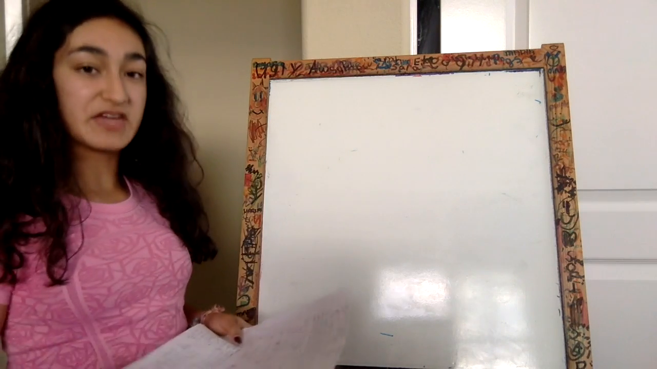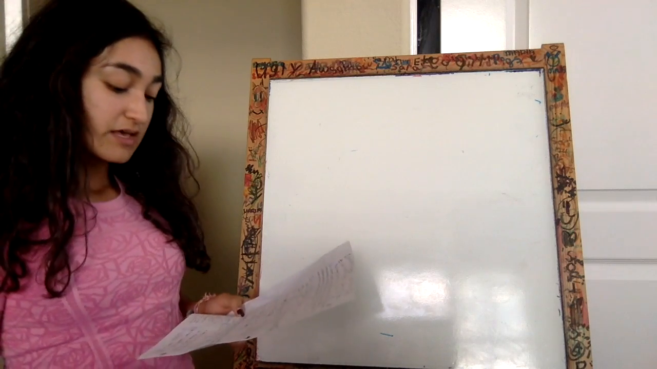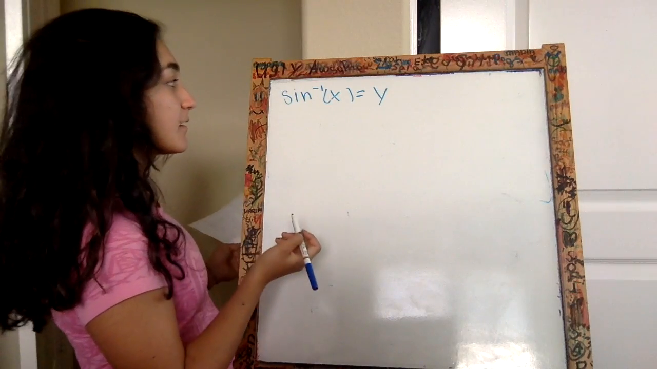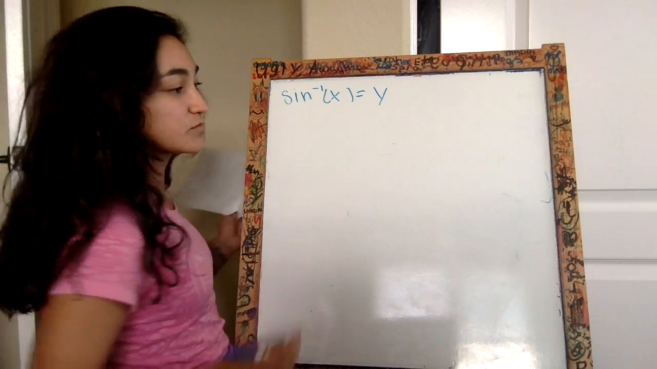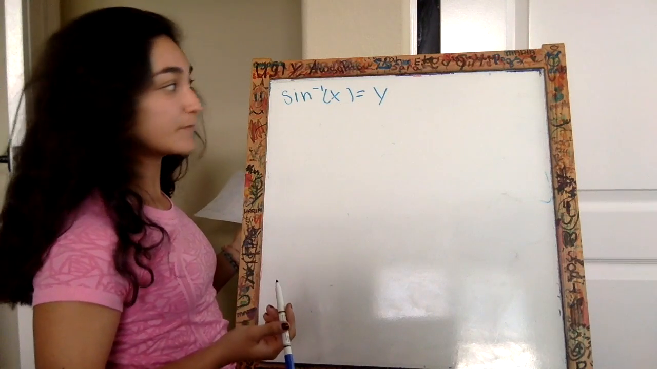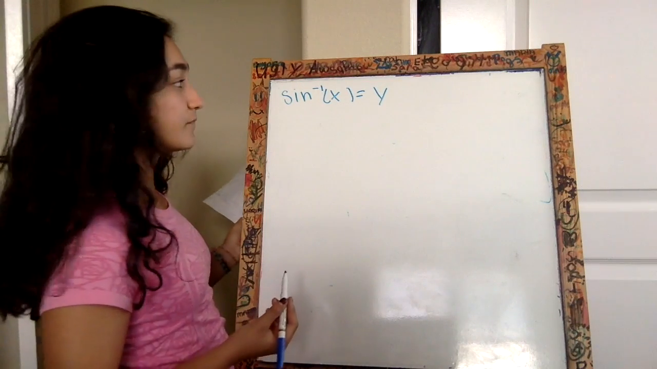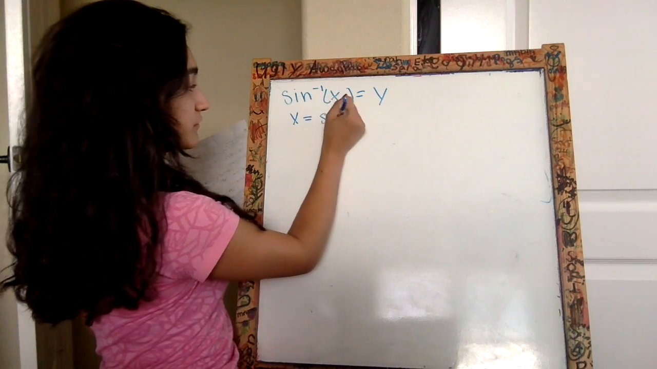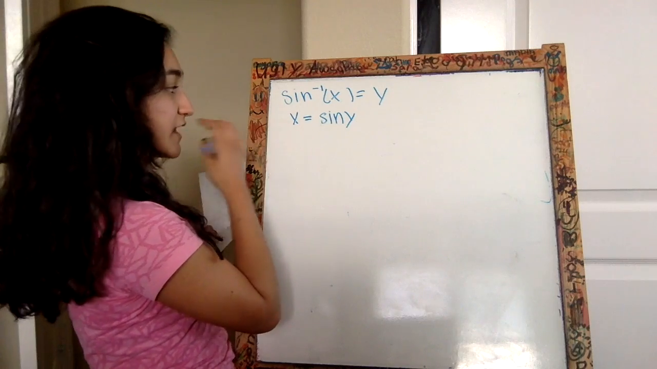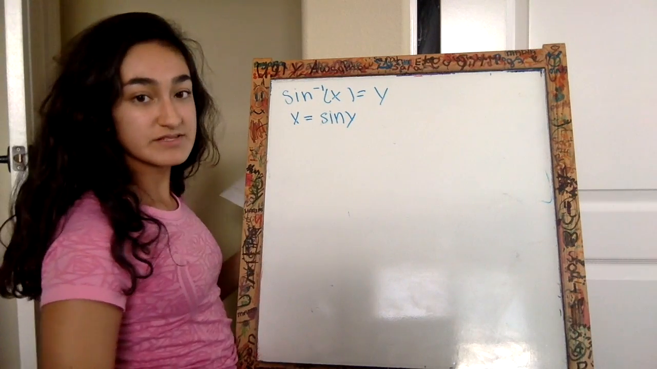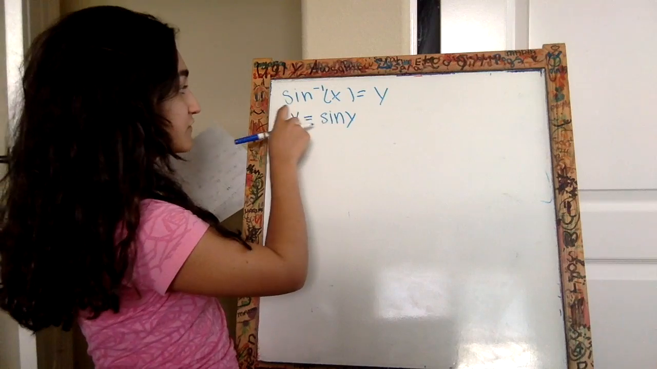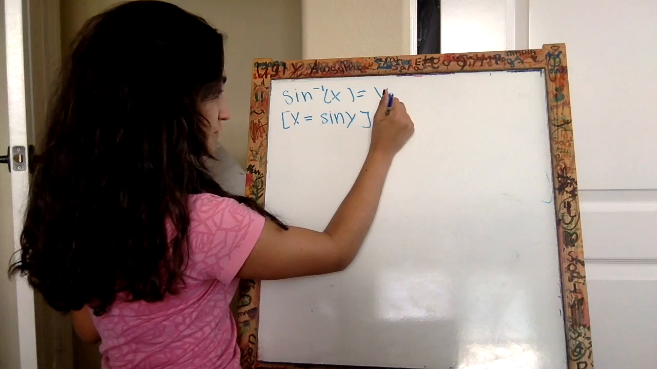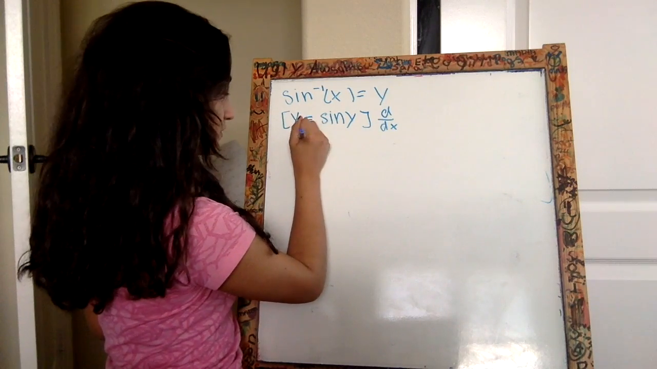The last major application of implicit differentiation is proving the derivatives of inverse trig functions. Let's say we are given sine inverse of x equals y, and we need to find the derivative of it. So using what we know about inverse functions, we know that this is equivalent to sine y equals x. And from there, we can use implicit differentiation to find the derivative of sine inverse of x. So first we differentiate both sides.